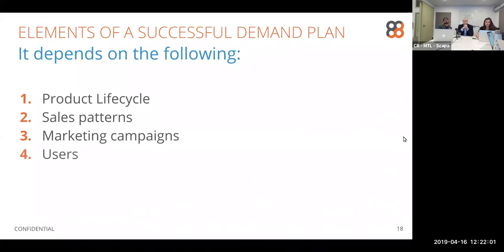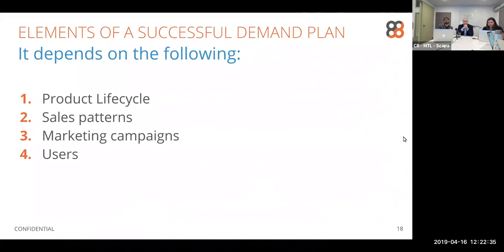Next, users. In the end, demand planning is just a tool, nothing more. It's not an exact science. It's a tool that operations use just to better predict our demand, what we need in inventory. So you always need a user who understands your products, your sales patterns and your marketing campaigns, and can put all that together and say, yes, the demand plan the system is generating is accurate and is what I need, or maybe I need to adjust to accommodate certain changes.